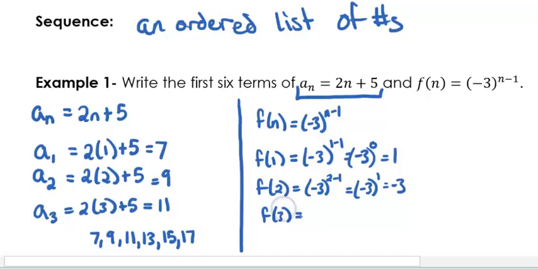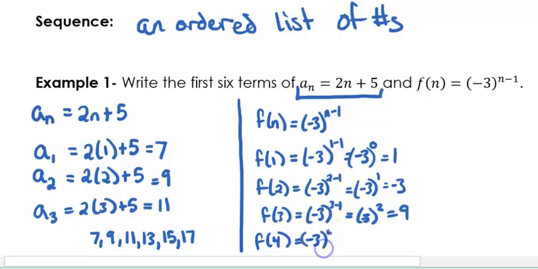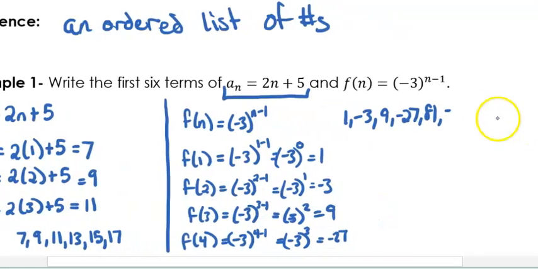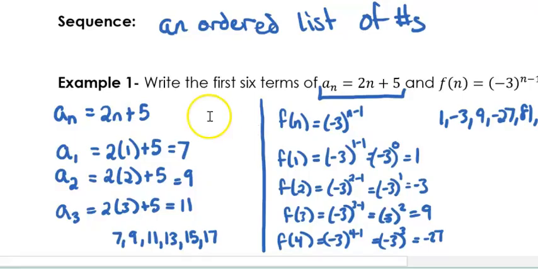The third term, I plug in 3. 3 minus 1 is 2. So that's -3 squared, which is 9. Fourth term, I plug in 4. I get -3 to the third power, which is -27. And you can keep going. Your remaining terms are 81 and -243. But you just plug in 1 for n, 2 for n, so on to find the first 6 terms.